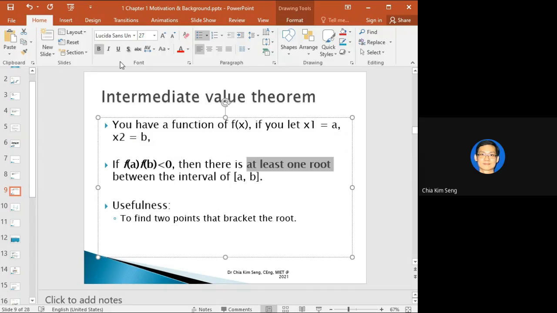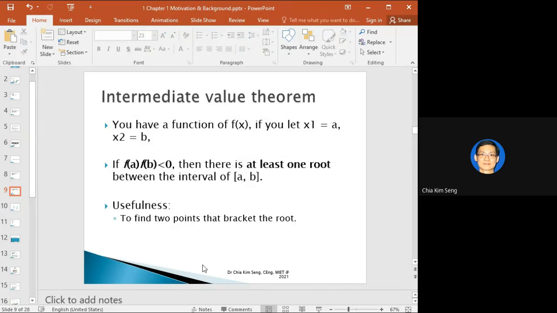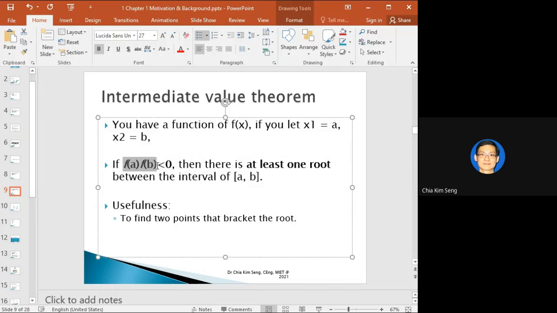Okay, so this is the theorem. The usefulness is to find two points that bracket the root. As I mentioned in chapter 1, we try to find the root. So one way we try to find a root is to find where the root is. If we get a and b, you substitute, and the product of these two is negative, that means there's a root. So you can limit your searching area to between a and b. Am I correct? I think I have a picture to show you.